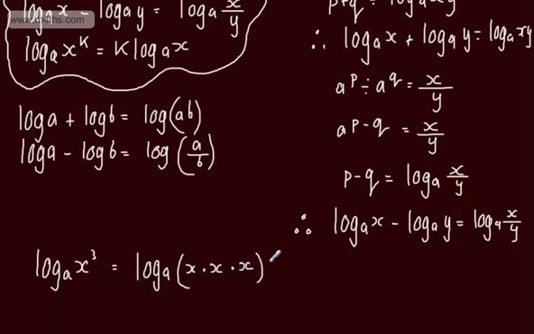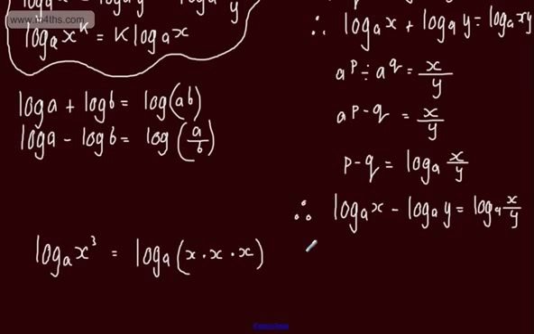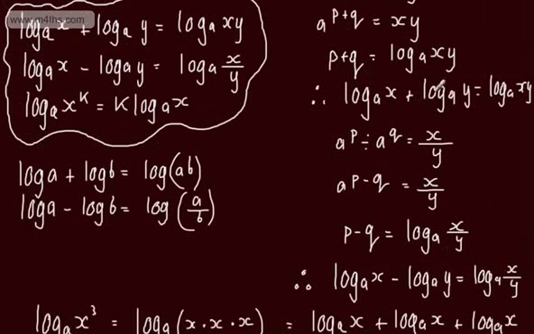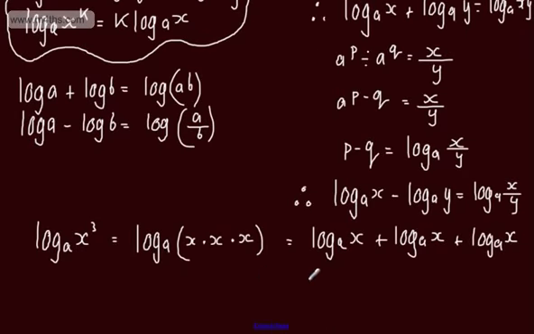If we consider using the addition law, we could actually split this up. So what we have here now is a product. So I could write this as log to the base a of x plus log to the base a of x plus log to the base a of x. So all I've done is used this law of addition to split it back up. We can see from this that we've got log to the base a of x plus log to the base a of x plus log to the base a of x, which is going to give us 3 log to the base a of x.